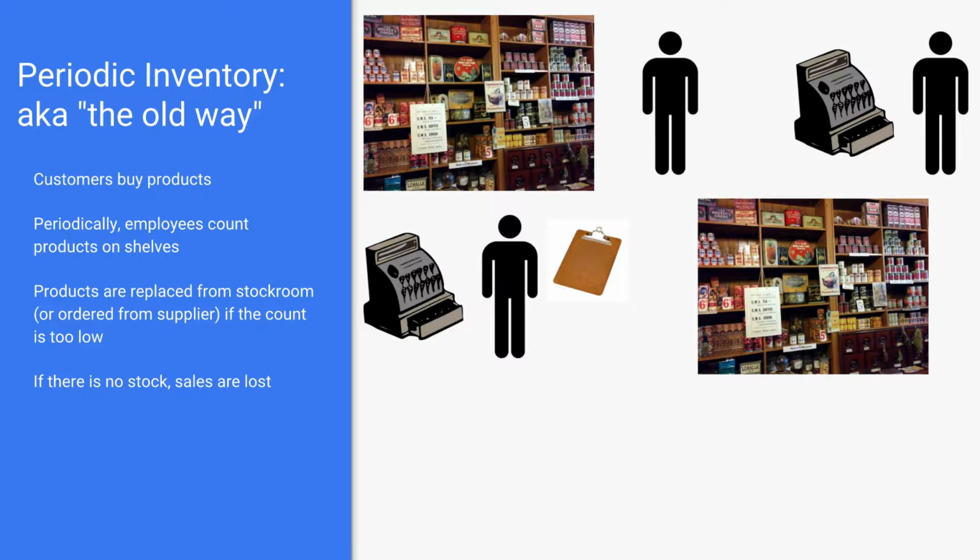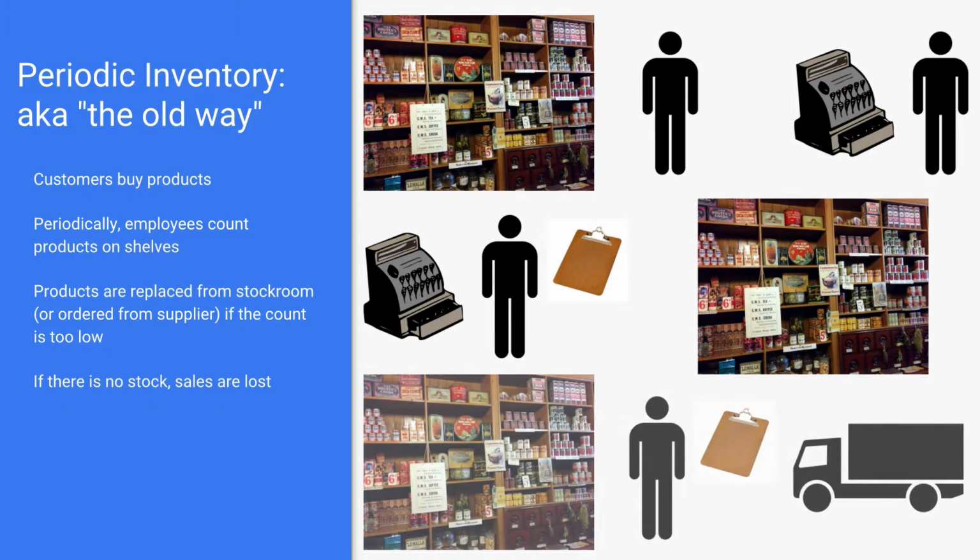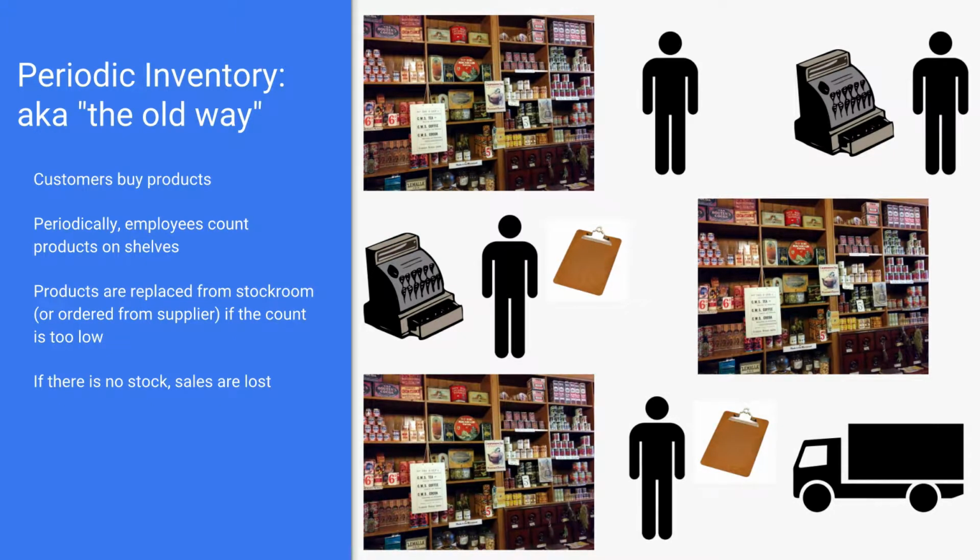So at that point, either your reorder is replenishing the products on the shelves from the stockroom, or if you're out of stock in the stockroom, then you'll order it from your supplier. And if there is no stock, then you actually lose sales. So your customer will just look at the shelf, see that there's nothing there, and leave the store. Periodically then as well, you'll receive shipments from your suppliers, and so you've got to have an employee who is unloading those and also updating the inventory counts at that point.